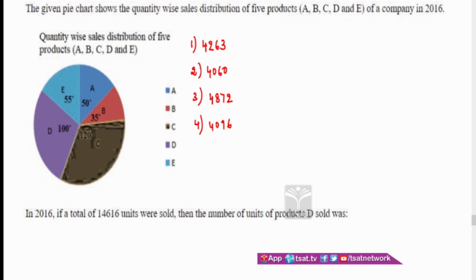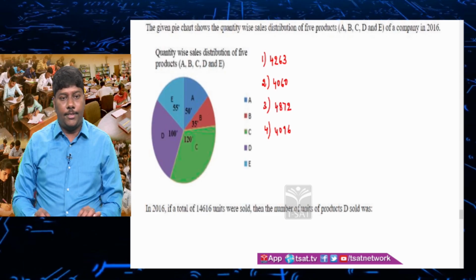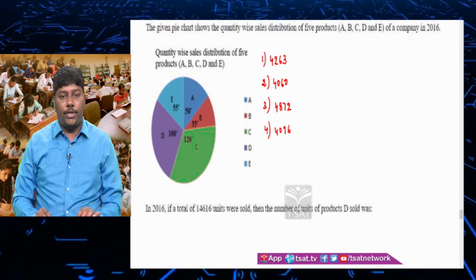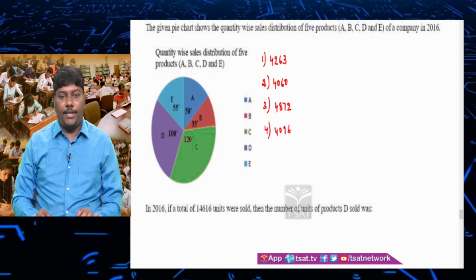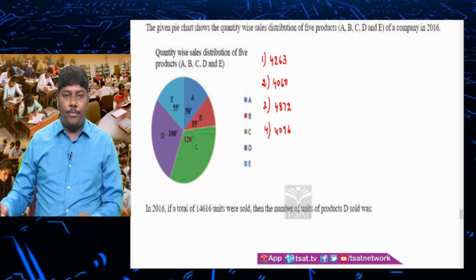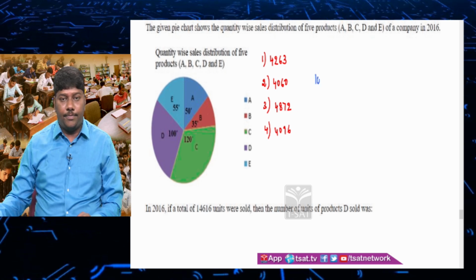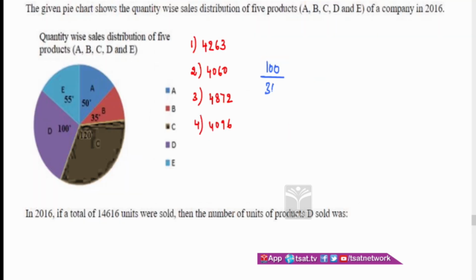The given pie chart shows the quantity wise sales. Again it is the same thing. In 2016, if a total of 14616 units were sold, then the number of units of product D is actually 100 degrees out of 360 into 14616. Cancel 0 and 0.